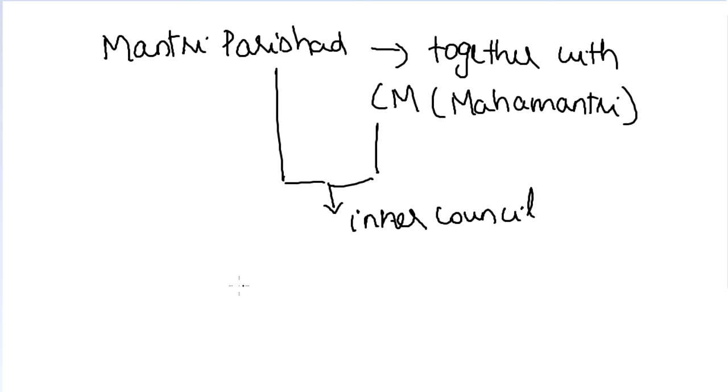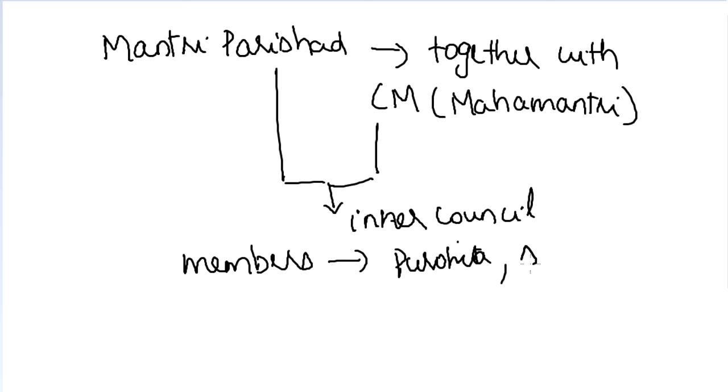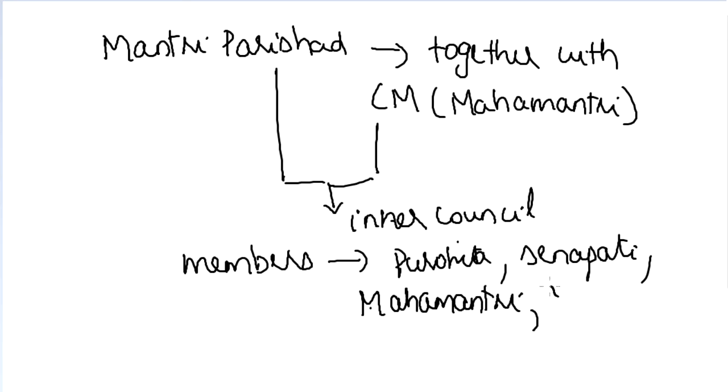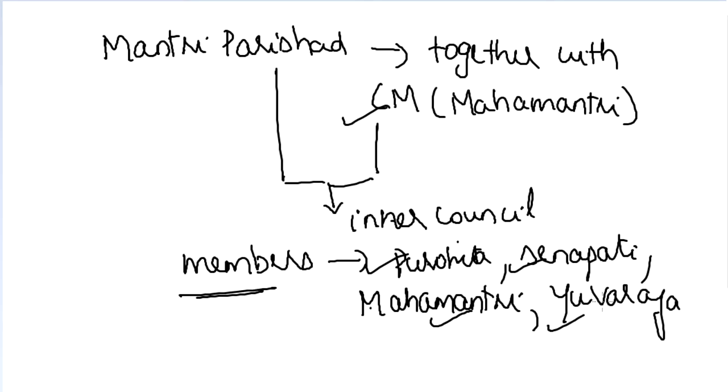Its important members included the Purohita, the Senapati, the Mahamantri, and the Yuvaraja. So these were the members of the inner council. The Mantri Parishad together with the Mahamantri acted as an inner council. So this was about the Council of Ministers.